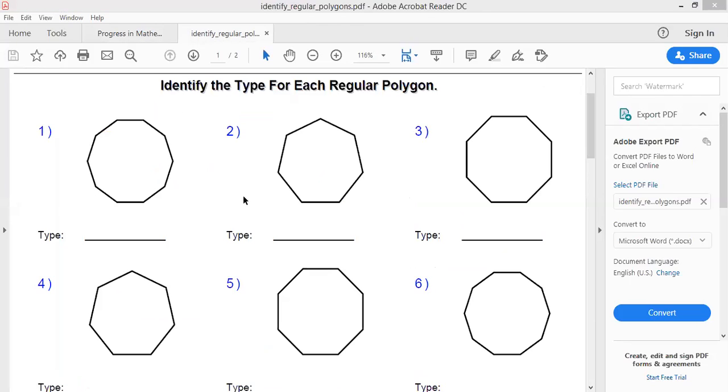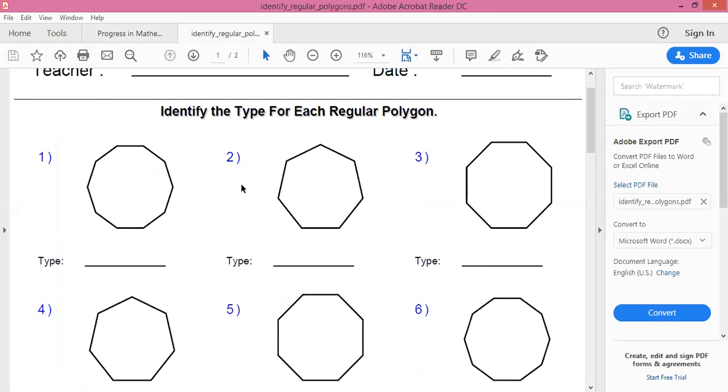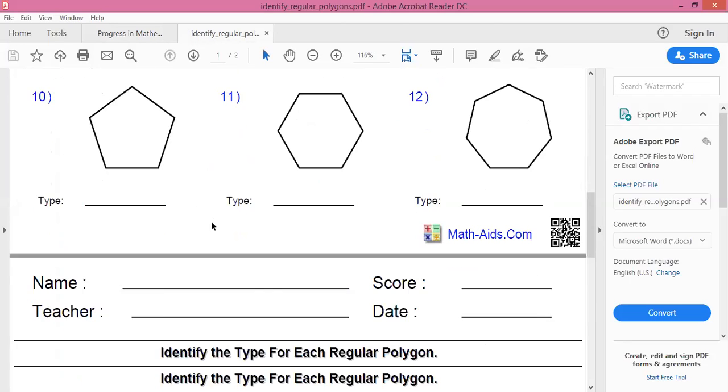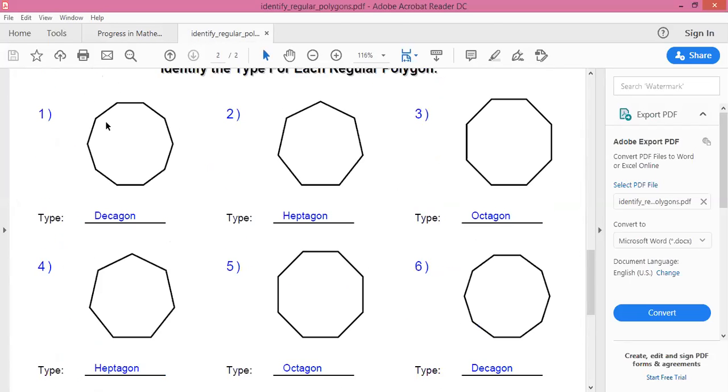can you see this page? Different shapes. I'll scroll it down here. First shape, just count how many sides there are. I will count with you. 1, 2, 3, 4, 5, 6, 7, 8, 9, and 10. When any shape has 10 sides, we call it a decagon. With 10 sides. Understand?